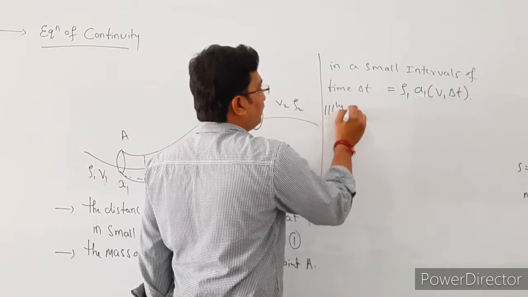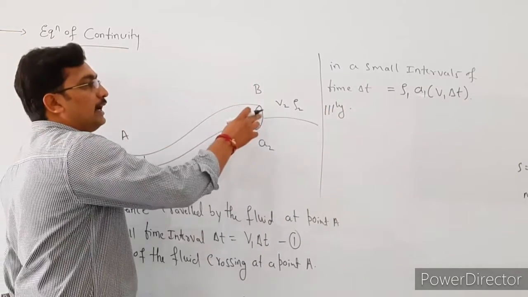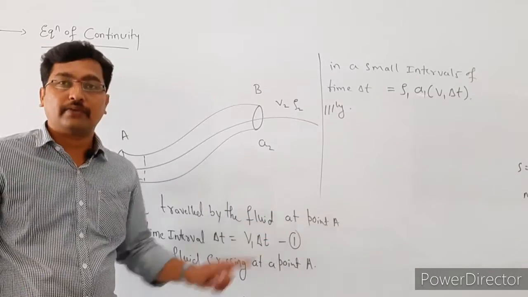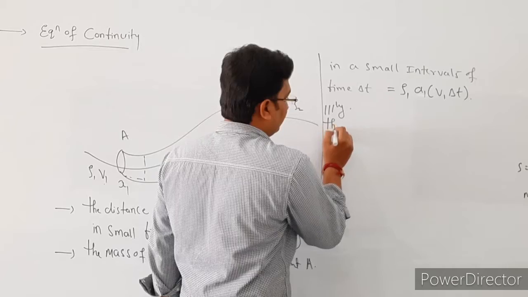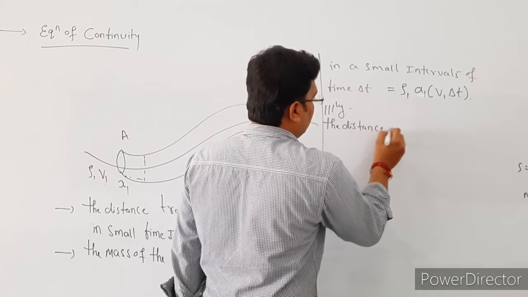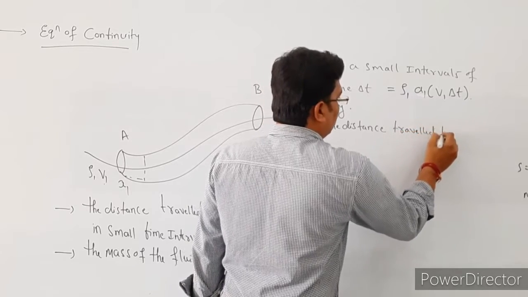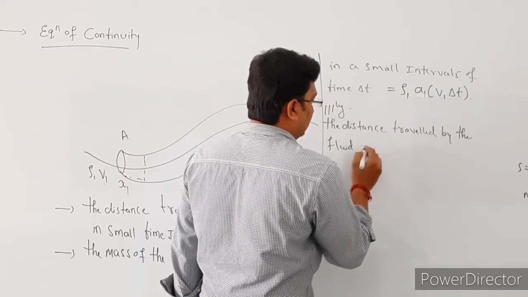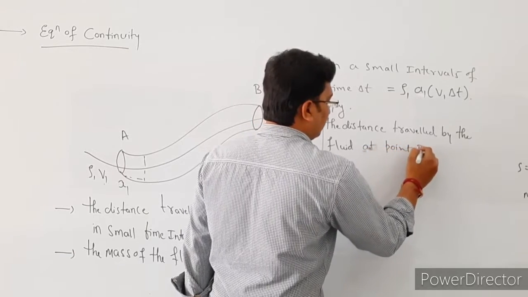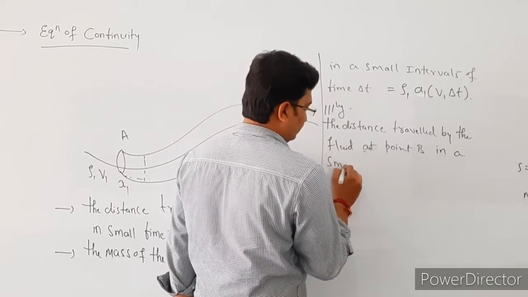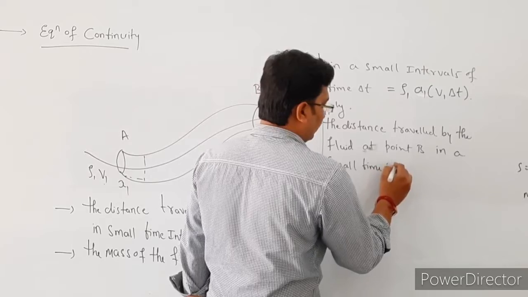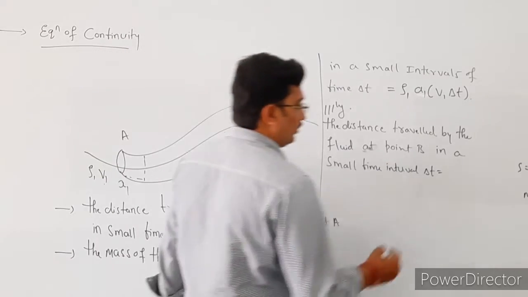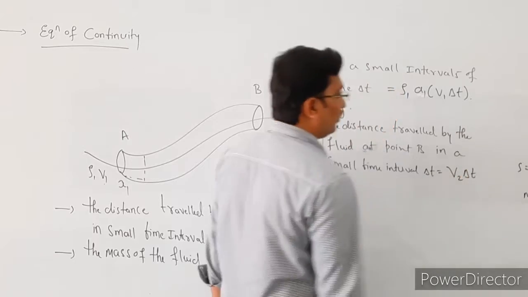Next, similarly, the distance traveled by the fluid at point B in a small time interval del t is equal to v2 into del t.